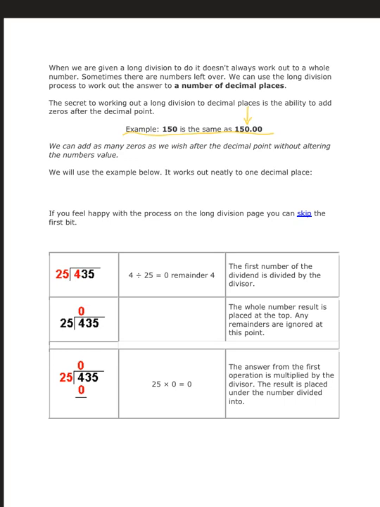In the process below, I am going to show you the steps in order to divide 435 by 25. The first number of the dividend is divided by the divisor. So looking at the number 4, you need to see, can you take 25 groups out? You cannot take 25 groups out. So instead, you must put a 0 above the 4, and a 0 below.